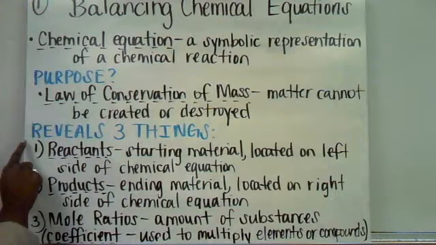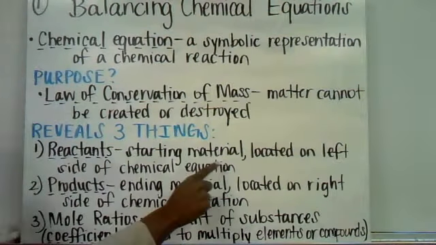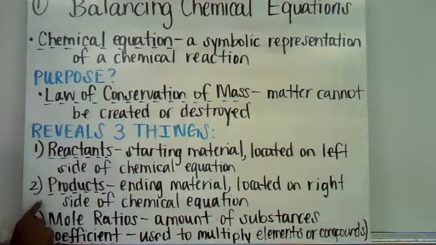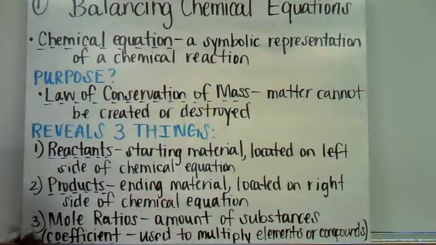It reveals three things. The first thing it reveals is your reactants, which are the starting material. They're located on the left side of the chemical equation. The second thing it reveals is your products. They're the ending material, and they're located on the right side of the chemical equation. Then the third thing that it reveals is your mole ratios.